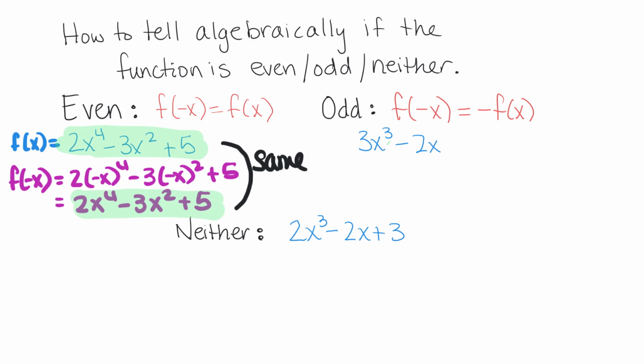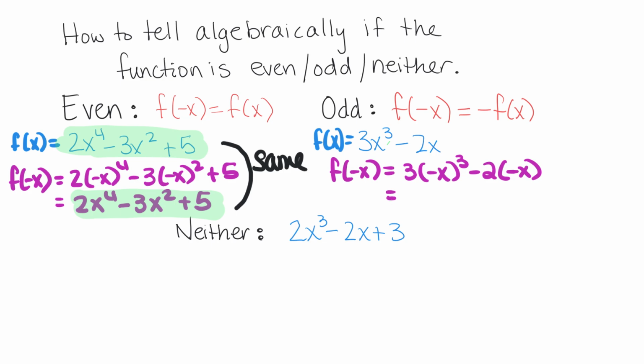If this is my f of x, when I substitute in f of negative x, let's see what we get. So 3 times negative x to the third power minus 2 times negative x. When I simplify that, negative x to the third power is negative x to the third power times 3, so negative 3x to the third power. And then negative 2 times negative x is a positive 2x.